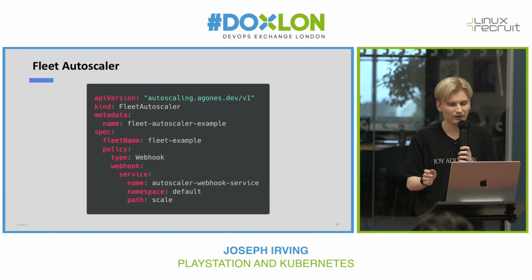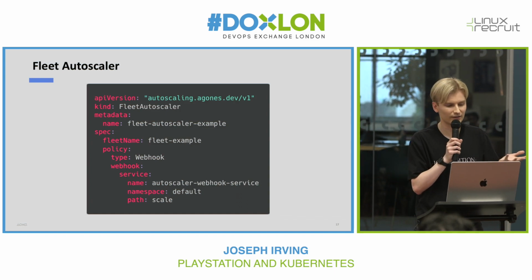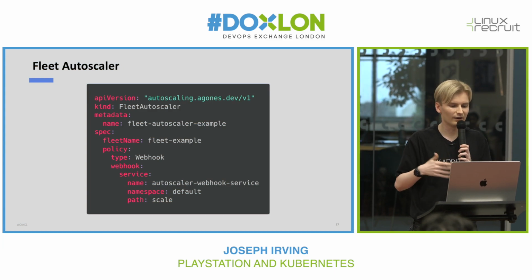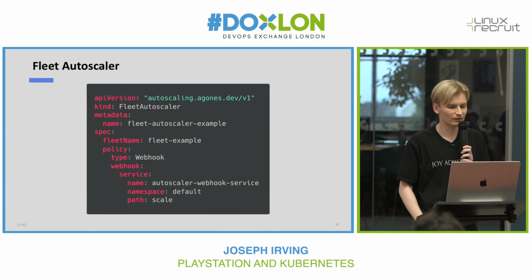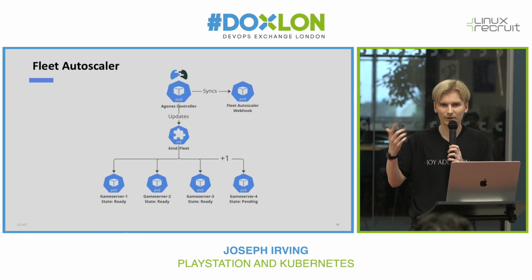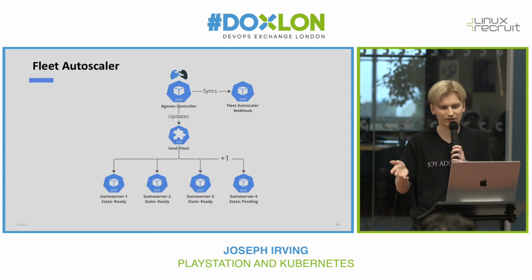This works by allowing you to point Agones to a special webhook of your own design. This is a service just running inside your cluster or outside your cluster. In this example, we've got an autoscaler webhook service, which is in the default namespace. And what happens here is the Agones controller will periodically sync with this webhook, asking it for updates, and that is what determines the number of game servers in the fleet.